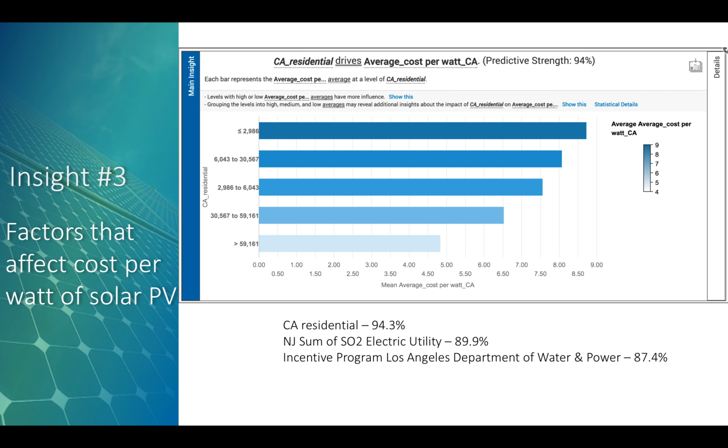And moving on to the predictive model, we have several insights. The first one being the factors that affect cost per watt of solar PV. Through our model we find that two major drivers to a lower cost per watt in California are the number of residential installations in California and the number of times that incentive programs by Los Angeles Department of Water and Power have been involved. In our predictive model, we specifically looked at two pioneering states in terms of solar PV development, which are California and New Jersey, the biggest two states in terms of solar PV capacity.